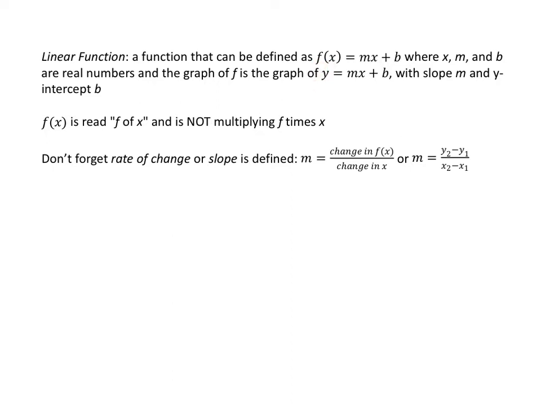Nothing else has changed. And please take note, this f of x is read "f of x." We are not multiplying. This is saying take a function of x with a given slope, an x variable, and a given y-intercept. Don't forget that our rate of change, or our slope, is given like this. You cannot forget the rate of change formula.